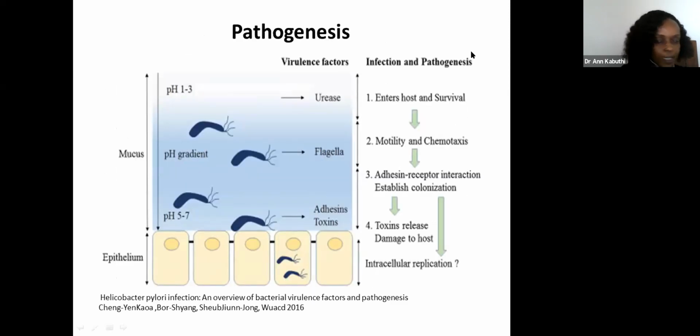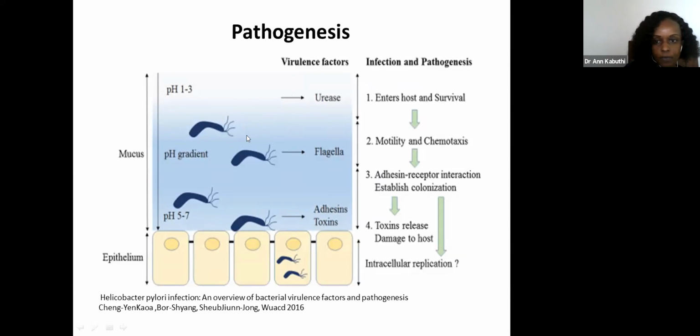So this diagram illustrates briefly the pathogenesis of H. pylori. Upon entering the host stomach, H. pylori will produce urease. And this urease will convert urea to ammonium and carbon dioxide, making it adapt to this acidic environment. What that does is the ammonium neutralizes the acid in the mucus layer.